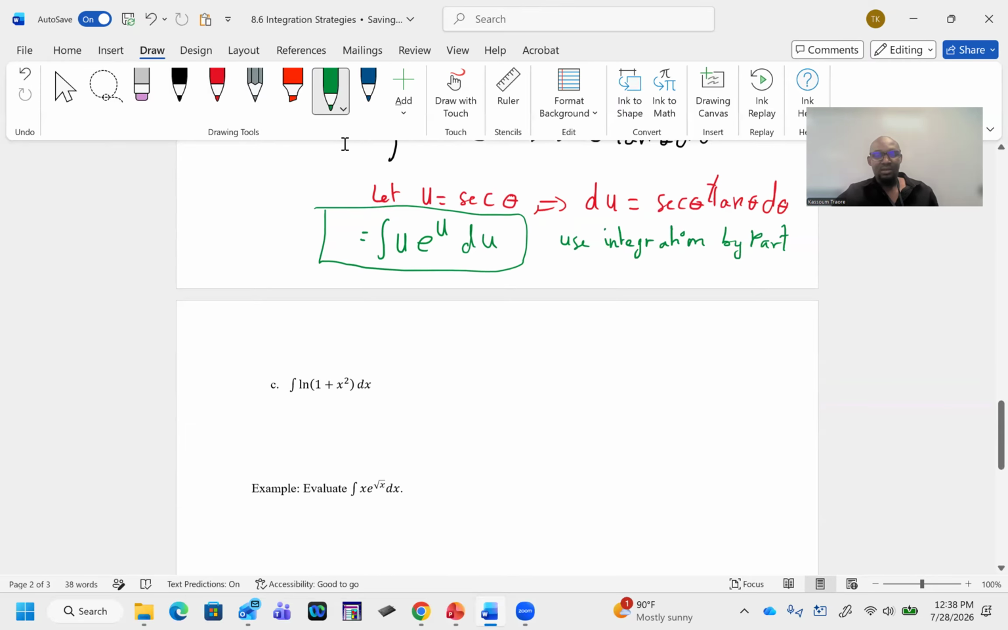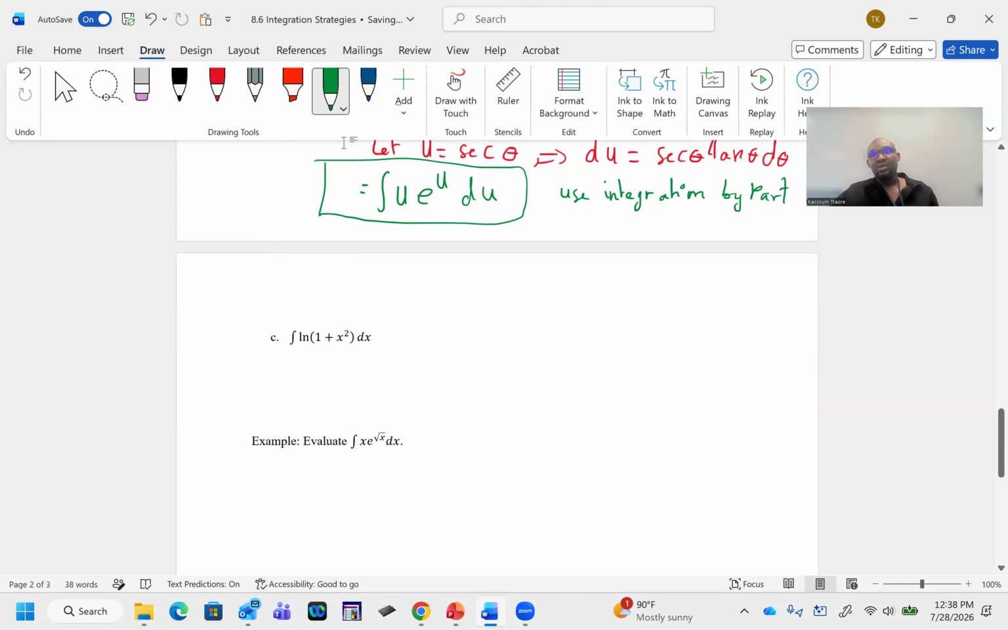Last but not least, I have two more. If I'm asked to evaluate the integral of ln of 1 plus x squared dx, of course, the 1 plus x squared dx is present in the integrand, so we could try substitution x equal to tangent theta again.